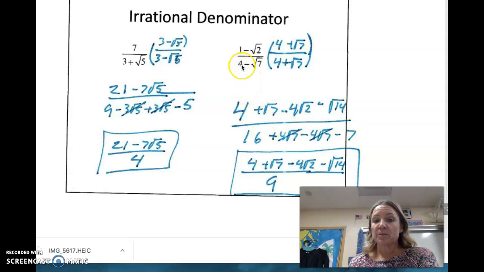Now let's do the denominator. And we're going to FOIL it. First is 4 times 4, which is 16. Outside is 4 times the square root of 7, which is 4 rad 7. Inside is negative square root of 7 times 4, which is negative 4 square roots of 7. And last is negative square root of 7 times positive square root of 7, which is actually negative square root of 49, and the square root of 49 is 7. So that's where that minus 7 comes from. These two are opposites, and they will cancel. That's by design. And then 16 minus 7 is 9.